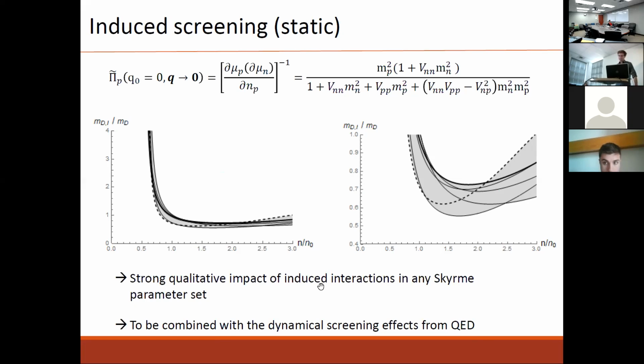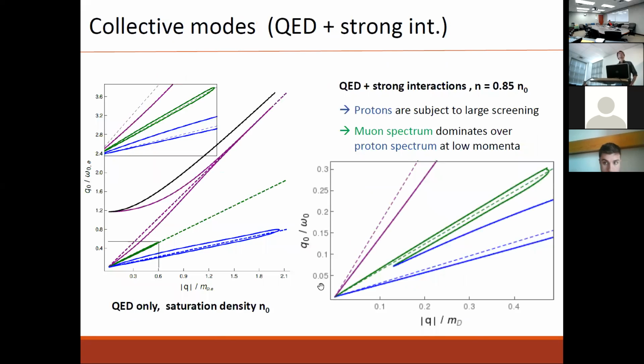And what I find is that, independent of which Skyrme force you choose, naturally there's a very strong impact of the induced interactions on the screening. These two important pieces of physics, the dynamic screening effects that come from QED that I discussed in the first part, plus the induced interactions coming from nuclear physics, should now be combined to give a more realistic shape of the photon propagator. Now when I do that, I can again look at the spectrum. I want to remind you of that graph that I showed before.